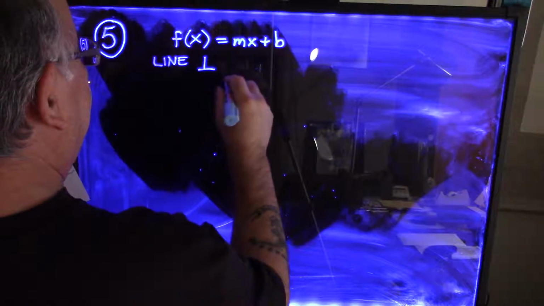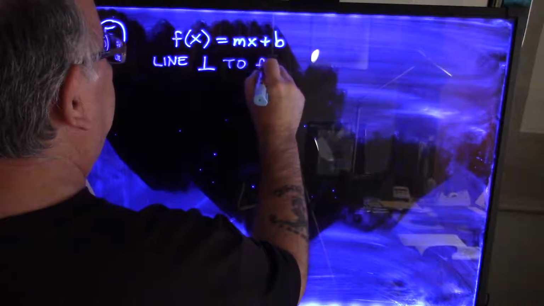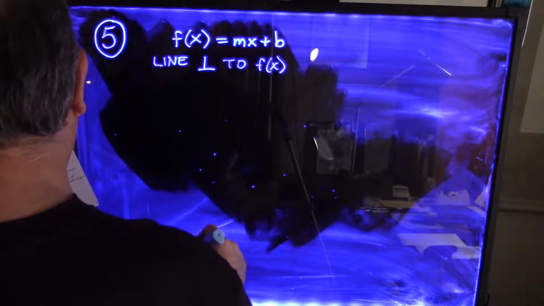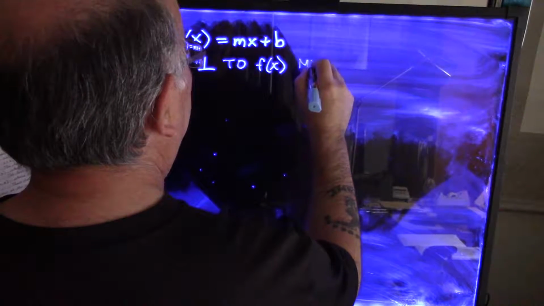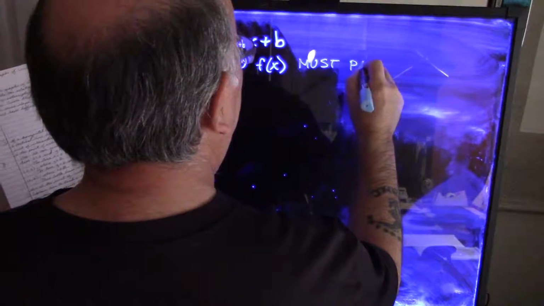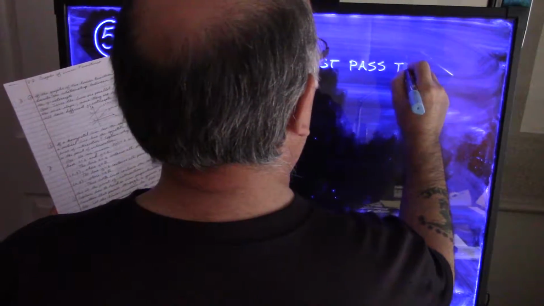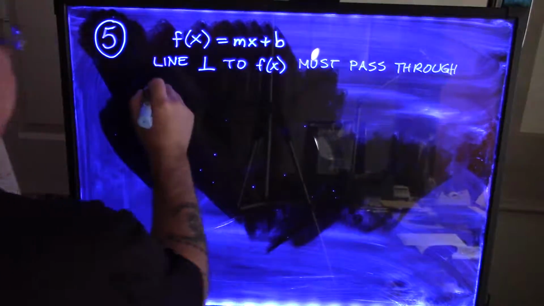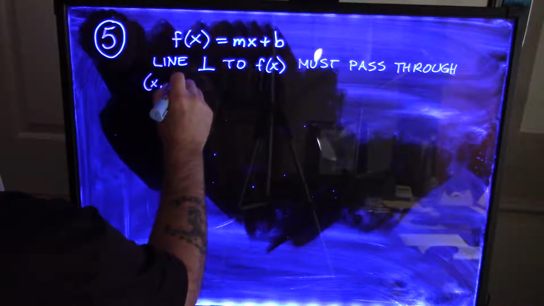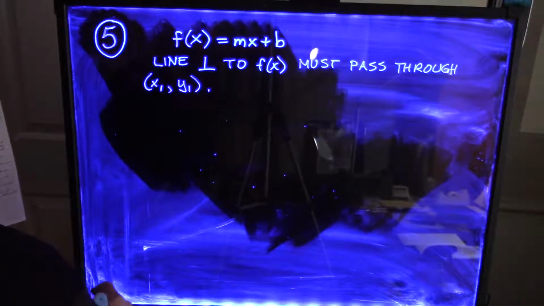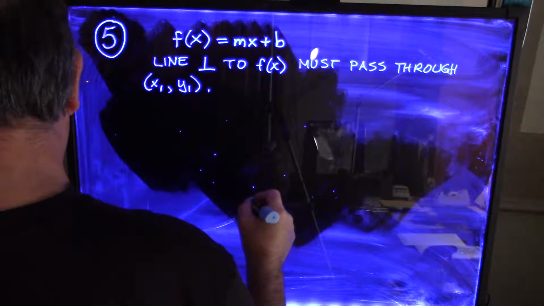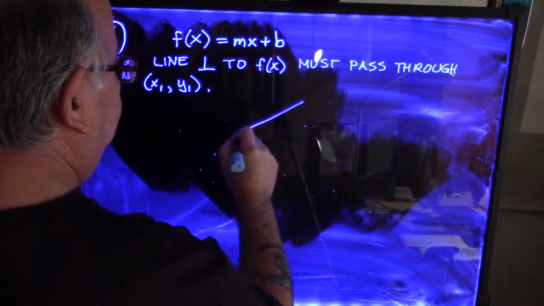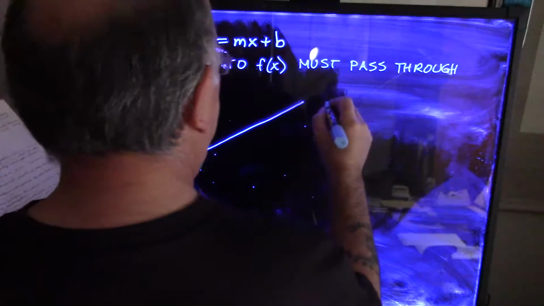The line perpendicular to f of x must pass through a given point. Let's call it x1, y1. So it helps if you draw a picture of this situation. So let's say this is the line f of x equals mx plus b.